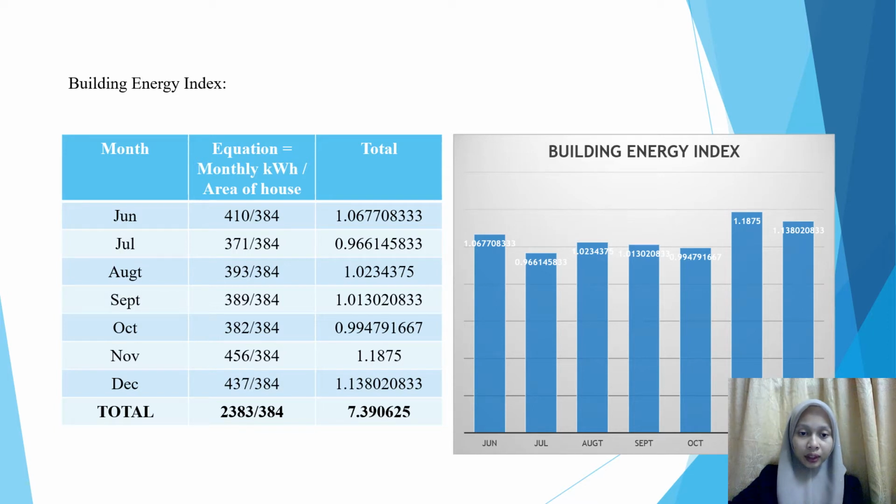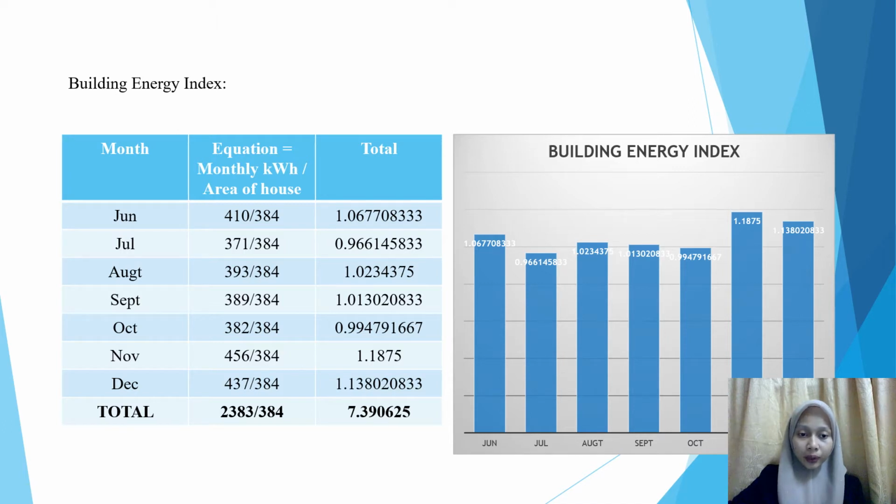The monthly kilowatt hour is 3071. The area of house is 384. The total I get is 0.966. Next is August. The monthly kilowatt hour is 3,019.3. The area of house is 3,018.4. So the total I get is 1.02.